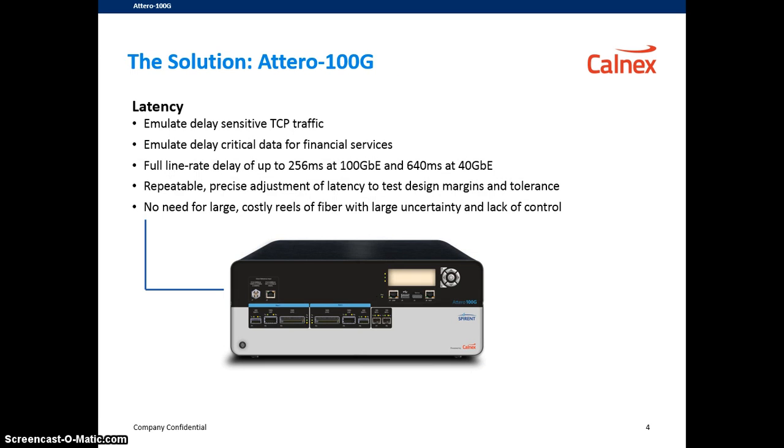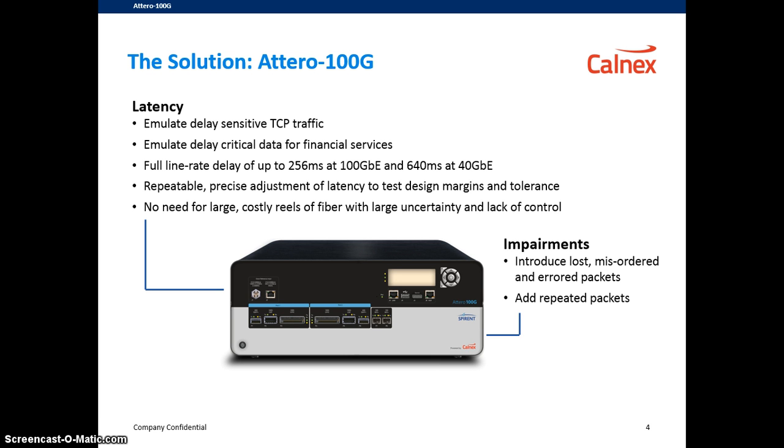So the solution to this problem is the Attero-100G. For latency, you're able to emulate delay-sensitive TCP traffic. You're able to emulate delay critical data for financial services, and with full line rate delay of up to 256 milliseconds at 100 gig and 640 milliseconds at 40 gig. There's repeatable, precise adjustment of latency to test design margins and tolerance, and there's no need for large, costly reels of fibre with large uncertainty and lack of control.